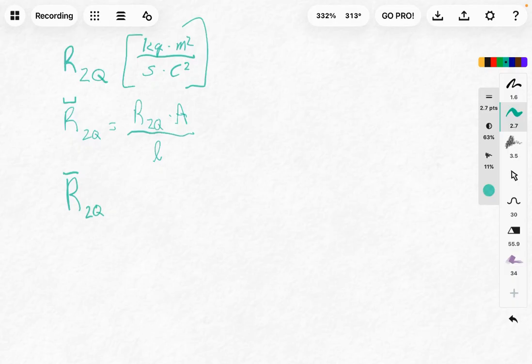R to Q. So the macron flips the letter and the number with the unit. So this will just flip the units upside down. So it'll be seconds per kilogram, meter squared, coulomb squared, just like that. That'll be the units for that.